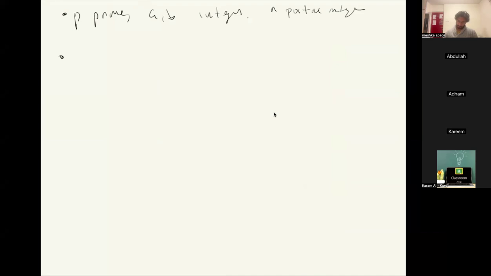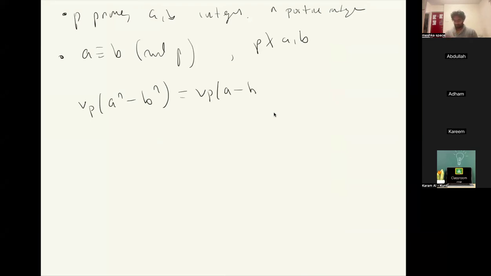Okay, and I need A and B to be congruent mod P to begin with, and I need that P doesn't divide either of them. Now what this will allow me to do is calculate the valuation, or the number of powers of P in A to the n minus B to the n, and it's going to be exactly the amount you get from A minus B plus the powers of P in the exponent.